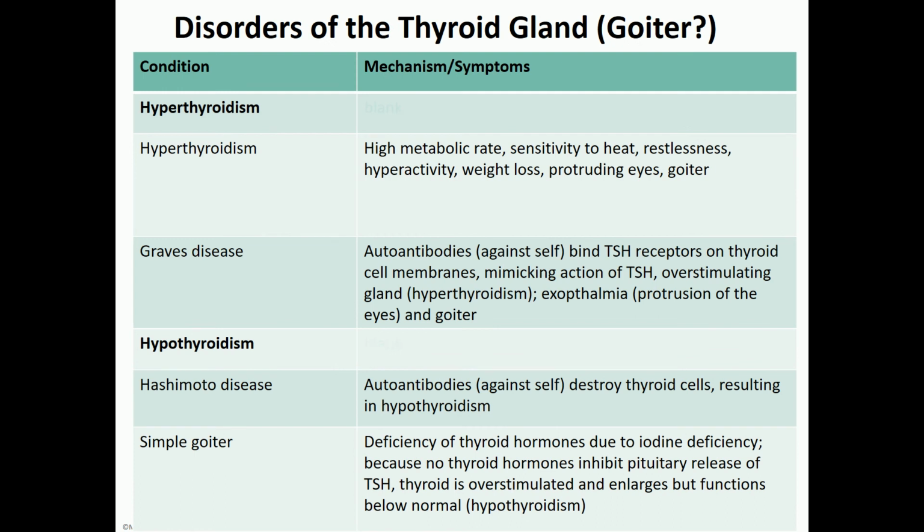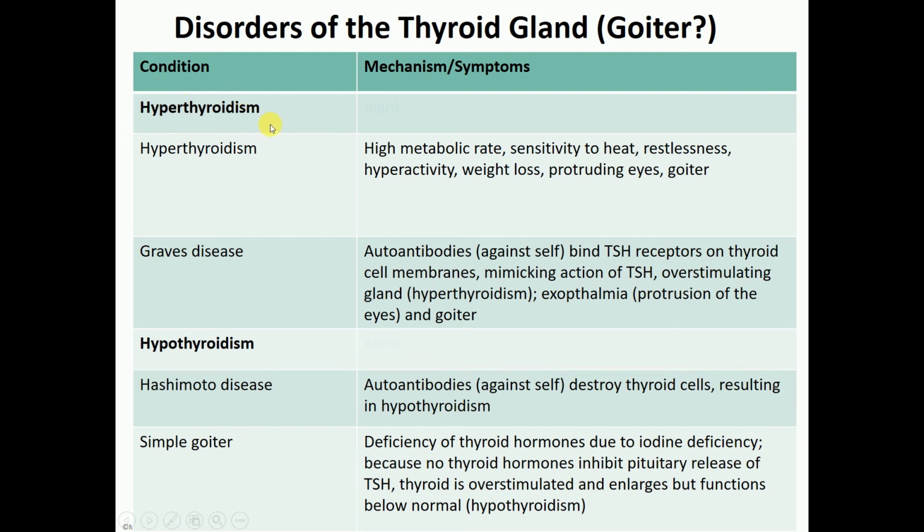Now, what are the disorders of the thyroid gland? And I have a goiter with a question mark here, because goiter just tells you the size of the gland. So a goiter is an enlarged thyroid gland. It does not tell you anything about the function, though. So in any of these conditions, that person could have a goiter, and again, the gland could be huge, and I'll show you a couple of pictures, but the function is actually the total opposite.